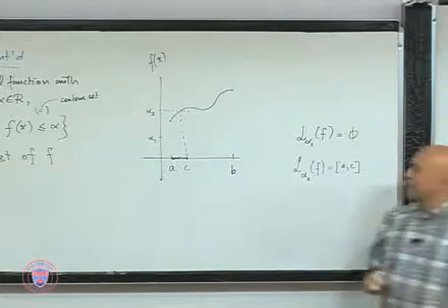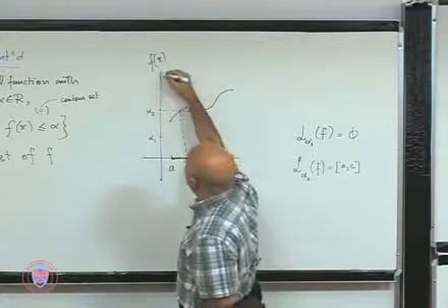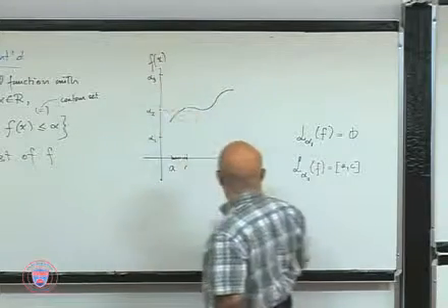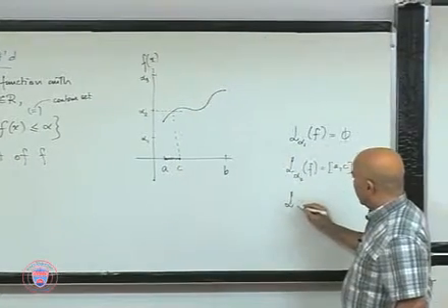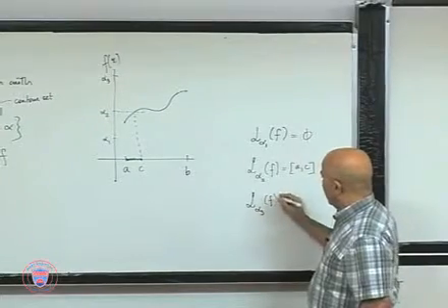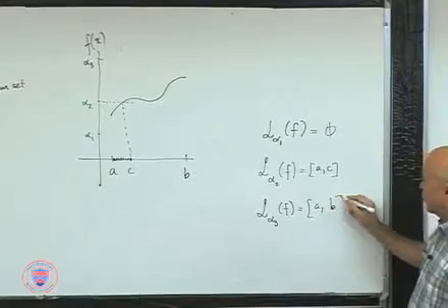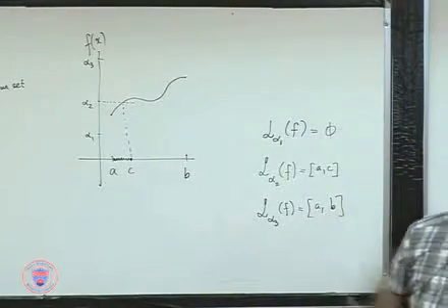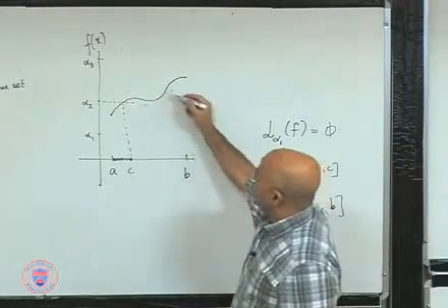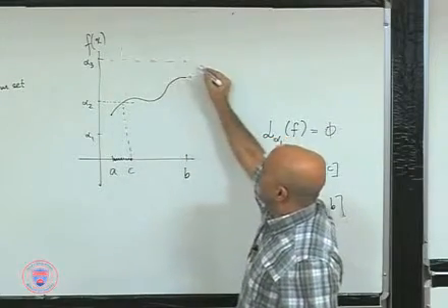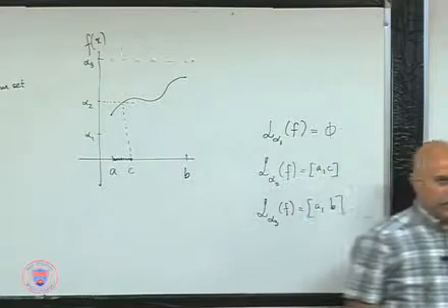Okay? If I happen to pick alpha up here, alpha 3, in that case, of course, L of alpha 3 is going to be how much? The entire interval from A to B. Because the value of the function is always less than or equal to alpha 3 because it's way up here. You see that, okay?